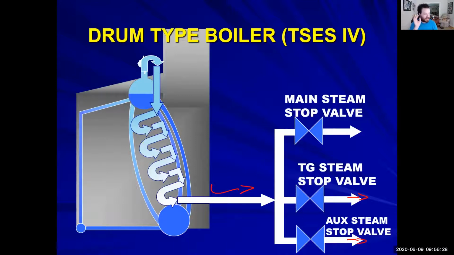Auxiliary steam comes in here. Auxiliary steam comes in there. That's where that auxiliary steam is coming from. It all starts its life at 600 pounds, 800 degree Fahrenheit steam.